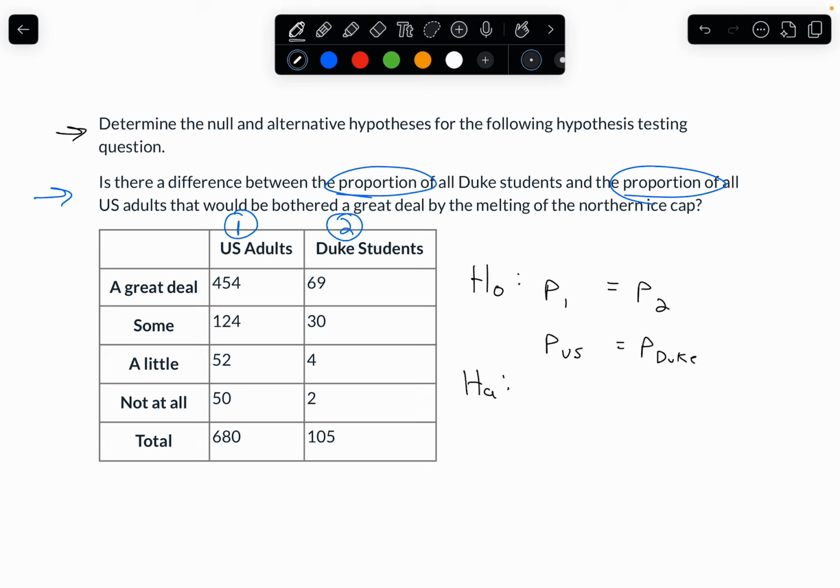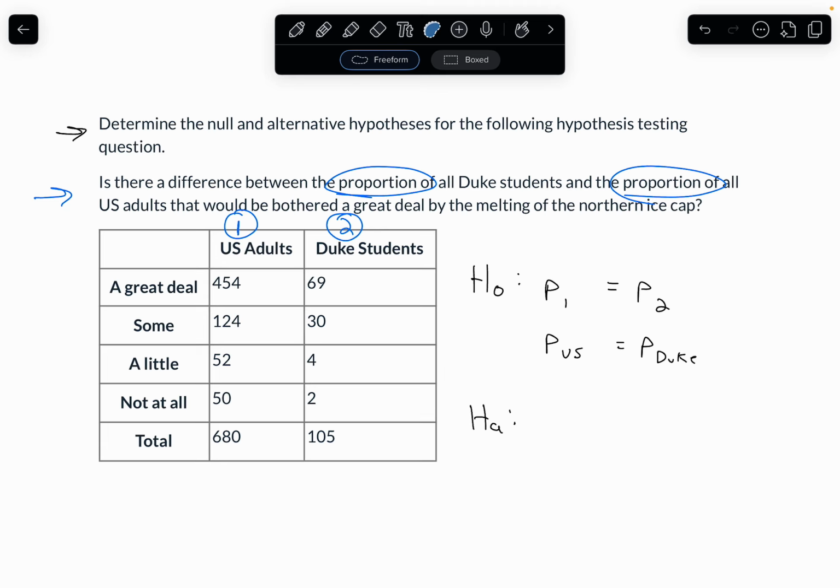You could actually just go ahead and label your proportions. I don't really have a strong preference either way. I will say it needs to be clear to both you and to me, when I'm grading your work on quizzes and tests, which is population 1 and which one is population 2. In these videos, I'm primarily going to be using population 1 and population 2 just because that's how the formulas we're going to be using are written. But if you would like to use P sub US and P sub Duke, that's totally fine. That will get the job done here as well.